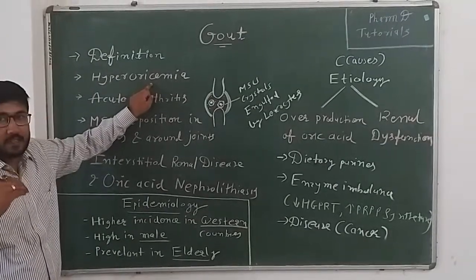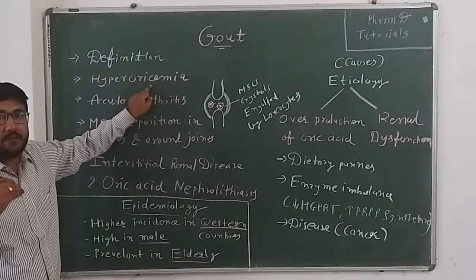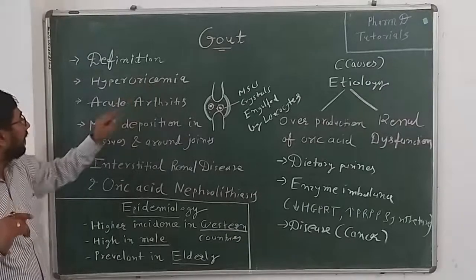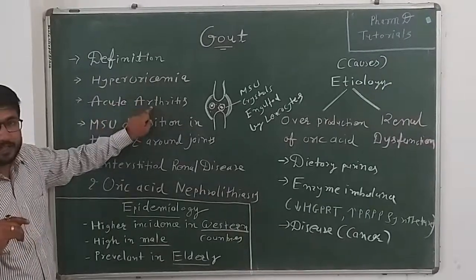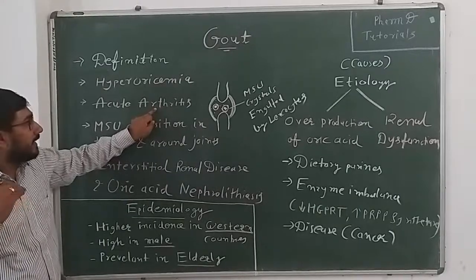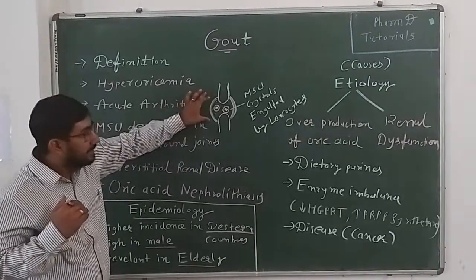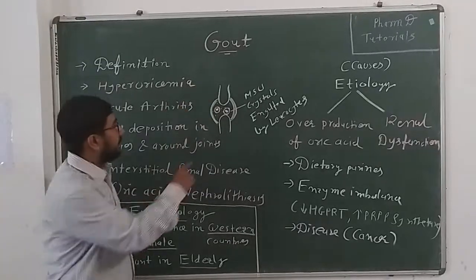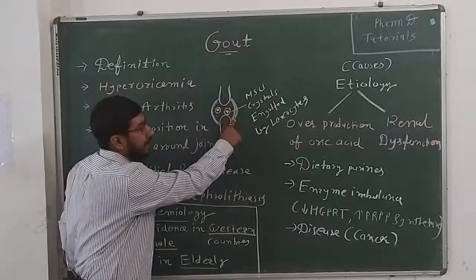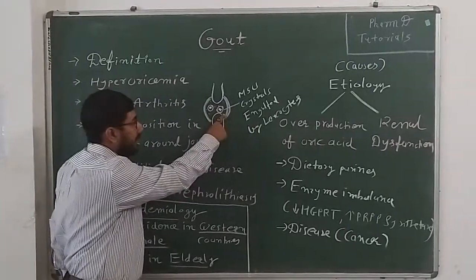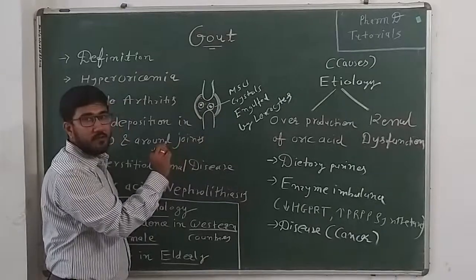We have seen that the uric acid is basically elevated from its baseline value, that is greater than 7 mg per dl. Then acute arthritis. Whenever we are having the elevation of uric acid in the blood, it tends to accumulate inside the joint. Here we have seen the diagram: this is the outer line, the joint capsule, the inner green line is the synovial membrane, and inside that we are having the synovial fluid.